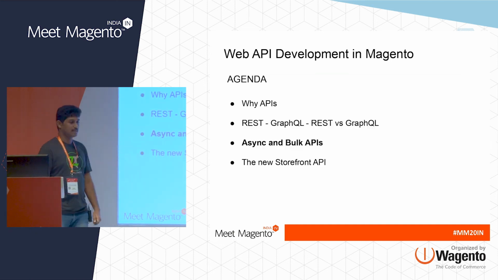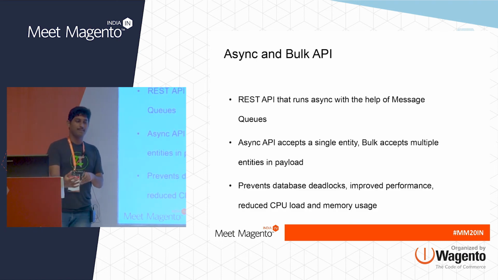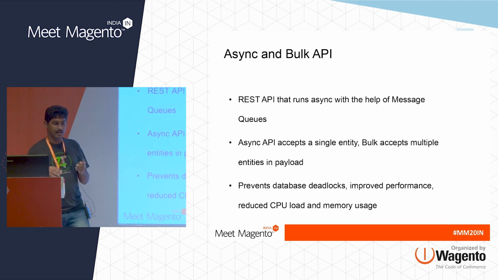Then we will see about async and bulk APIs. There was a company called Magento, and they had a unique problem.